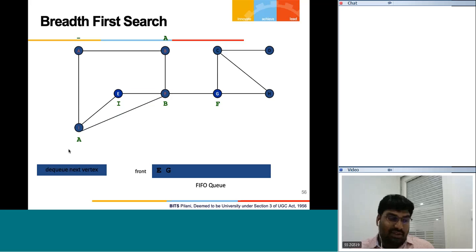Now, next I'll be working on E. Will E have any adjacent vertices? Yes, E has adjacent vertices like I and F, but E has no new unvisited ones. E's adjacents are all visited, so nothing to worry about with E. E will be simply dequeued. Now G: before I dequeue it, I have to identify its vertices.